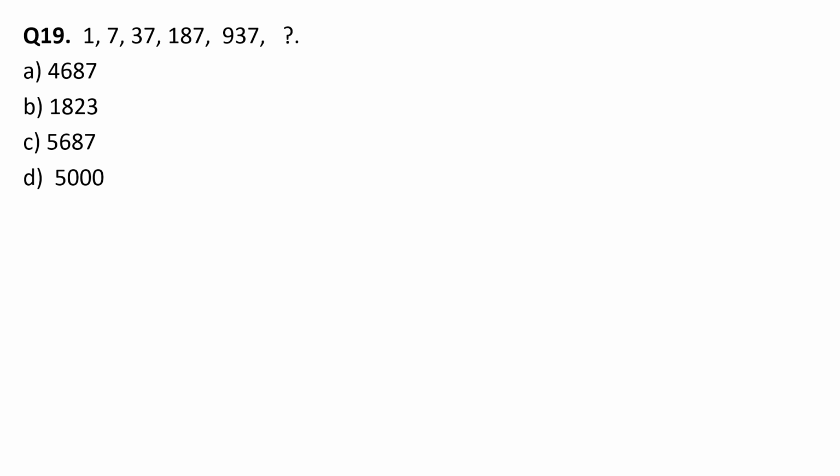Next question. 1, 7, 37, 187 and 937. Now the difference between 1 and 7 is 6 here. But how do we get that? You can do 1 into 5 plus 2. So we have 1 into 5 plus 2. So 1 into 5, 5 plus 2 is 7.